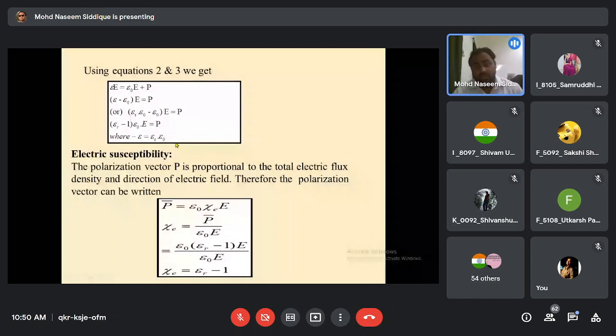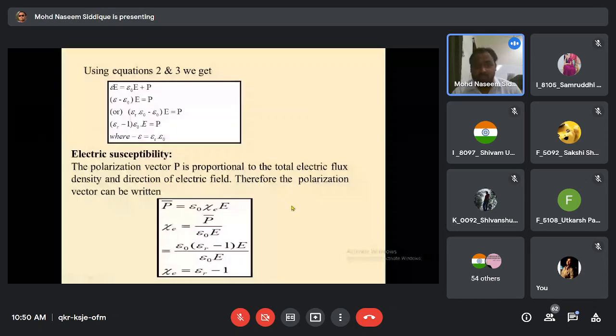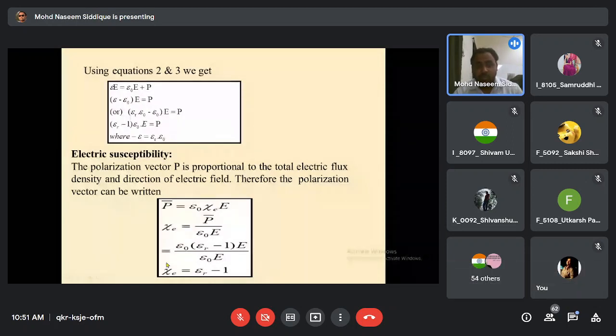Now, dielectric susceptibility is another main component of the dielectric material parameters. So what is dielectric susceptibility? It is the quality of the dielectric material to be polarized. How can we know the quality of the dielectric material we have used? The electric susceptibility chi is responsible for the quality of the dielectric material.